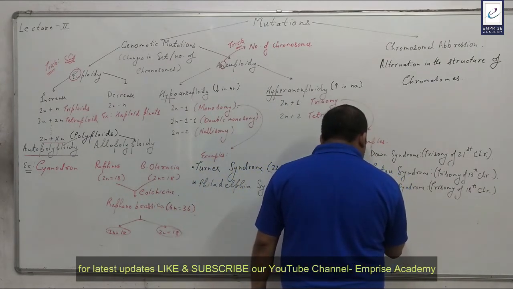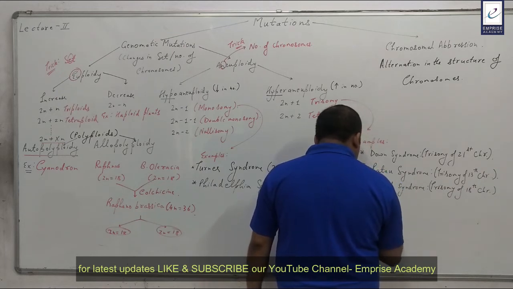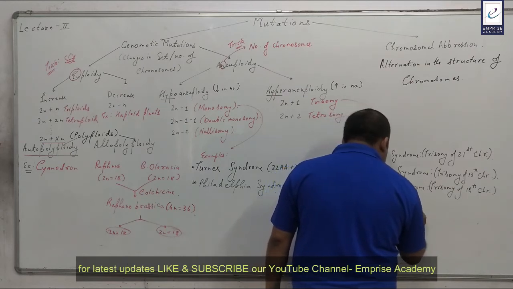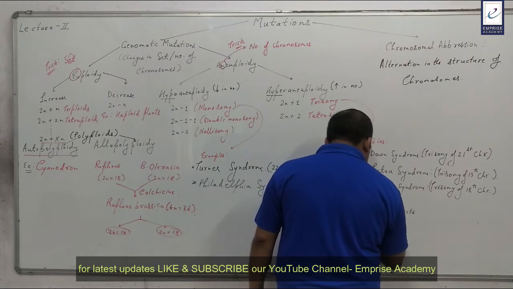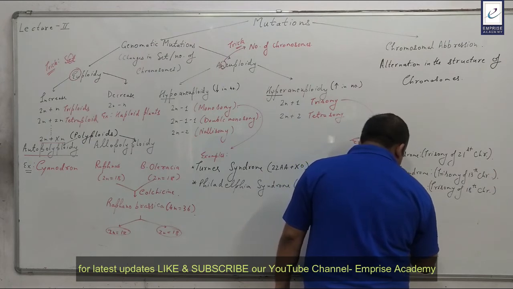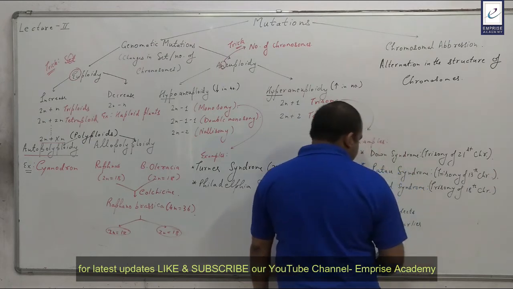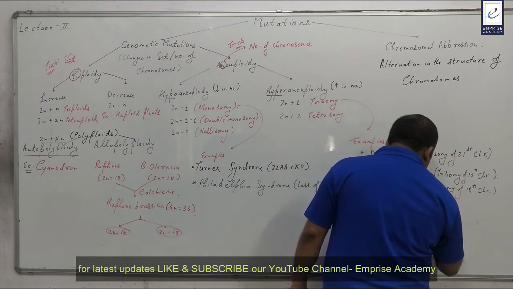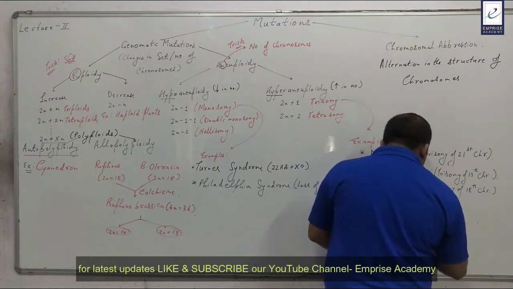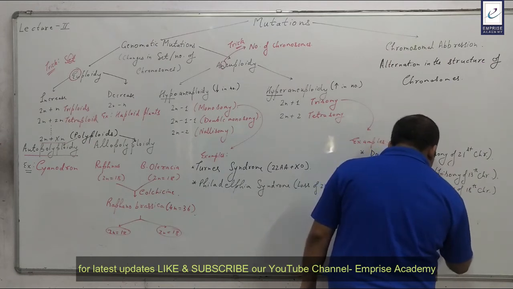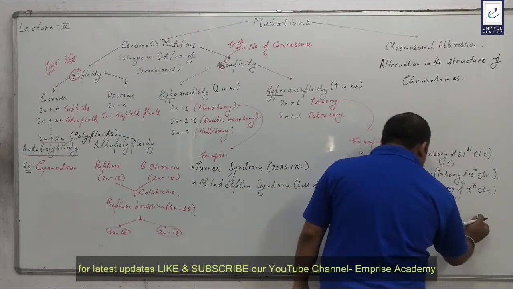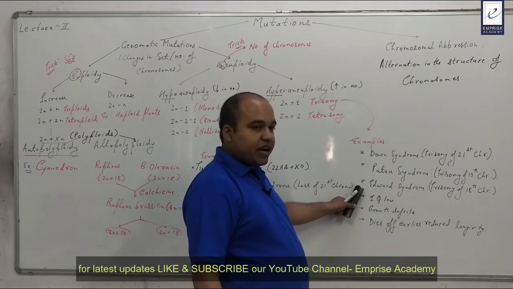IQ low, growth defects, person dies off earlier, short longevity, reduced longevity. So this is reduced longevity, then it is referred to as Edward syndrome.